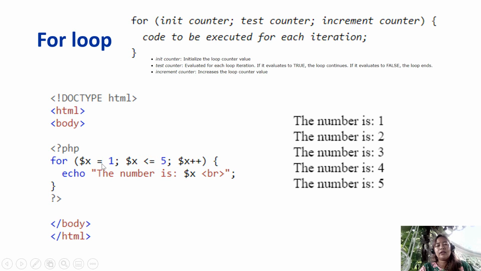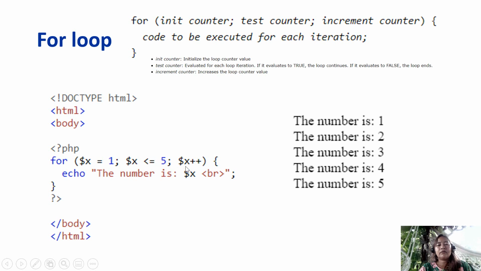So here, since the initial value of x is 1 and you check the condition, 1 is less than or equal to 5, so it is true. After determining that this is true, you perform the statement or the statements. And then after performing the statement or the statements, that's when you go to the increment counter part. So the value of x is 1, this condition is true, so it will display the number is 1.